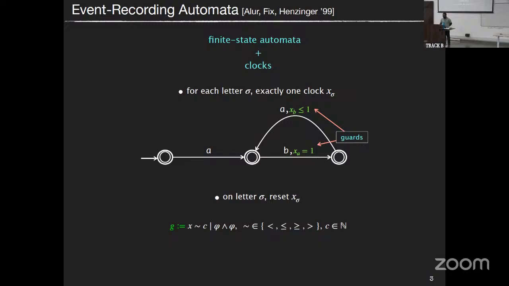One can think of it as the clock XA recording the time from the last occurrence of the event A. That is why it's called event recording. As usual, this kind of automata accepts timed words of this form. For example, the automaton accepts the language A, B, A, B, A, B, A, B of this form, such that every B occurs exactly one time unit after the previous A, and every A occurs at most one time unit after the last B.